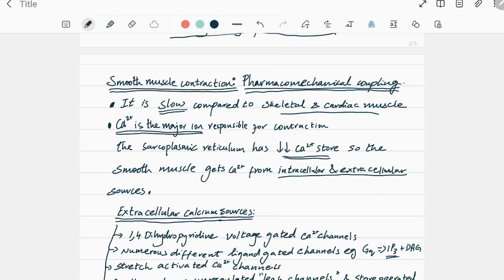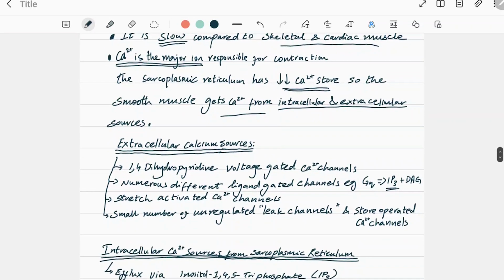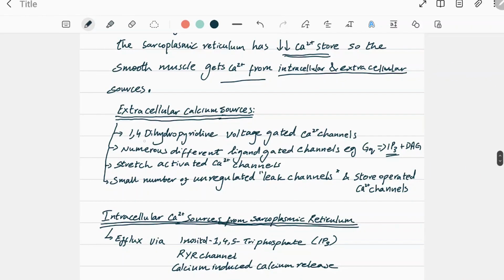So yes, there is some sort of induced calcium release that takes place, but it's not going to have a large amount of calcium stored in the sarcoplasmic reticulum, like how the T tubules used to release calcium in skeletal muscle. So the smooth muscle gets calcium from intracellular and extracellular sources, and here we are going to talk about these different sources. The extracellular calcium sources are, number 1, L-type dihydropyridine voltage gated calcium channels.